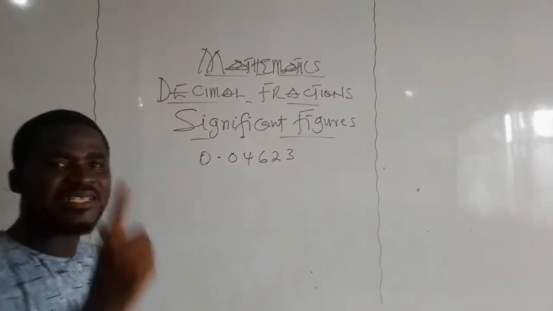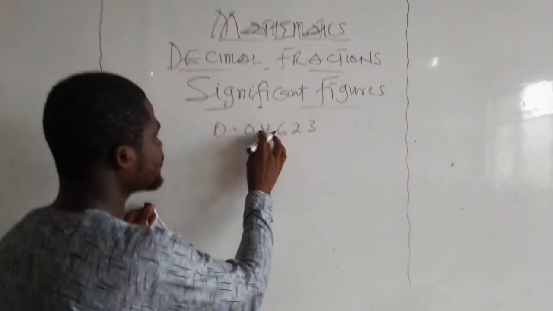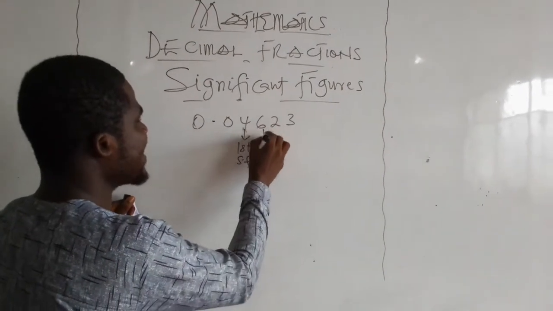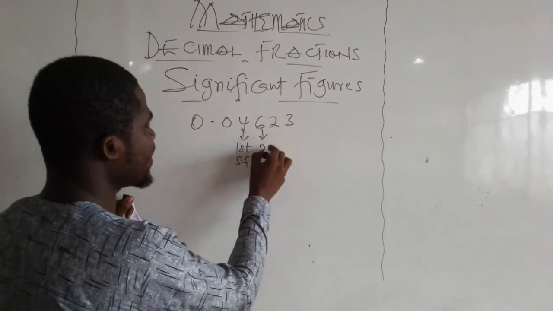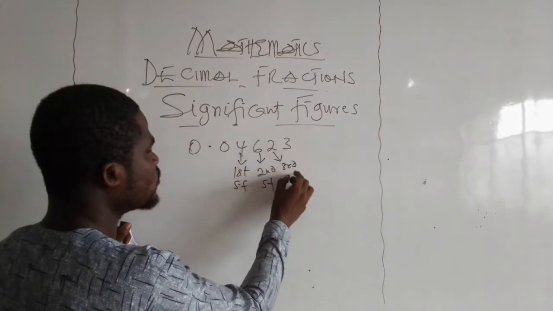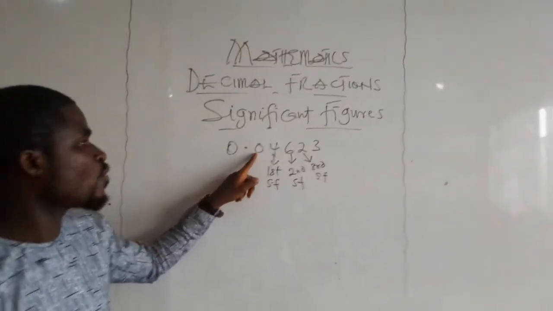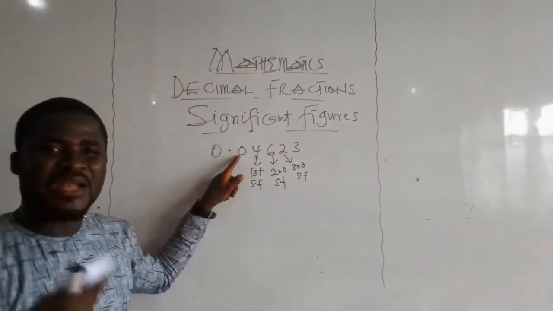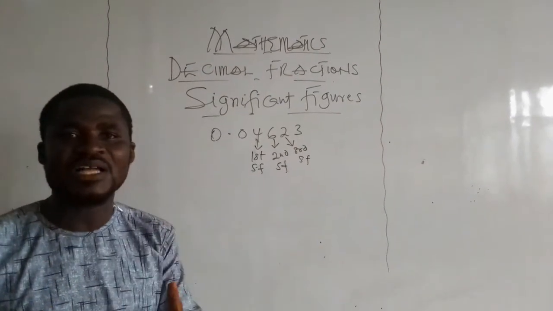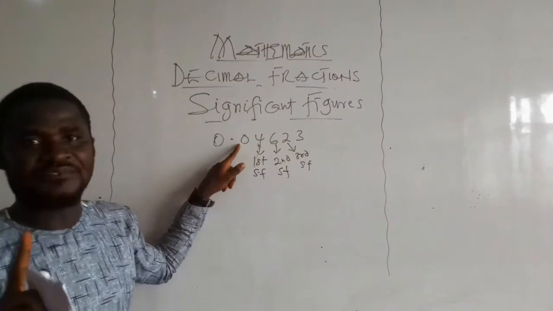Now, for example, I have 0.04623. My first significant figure is the 4. So my first SF. My second SF is the 6. My third SF is the 2. So why not 0? Because we don't classify 0 as a real number when it comes before a real number. That's why 0 here is not my first SF.